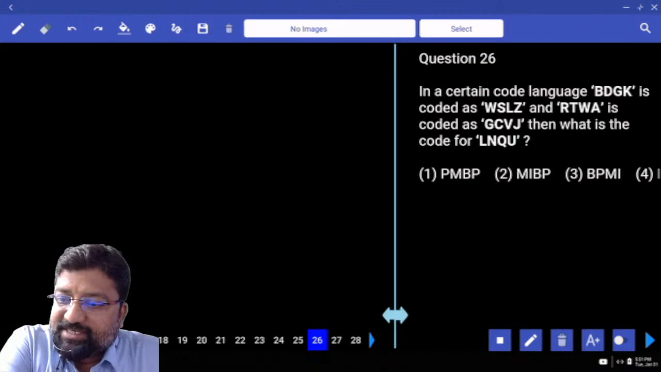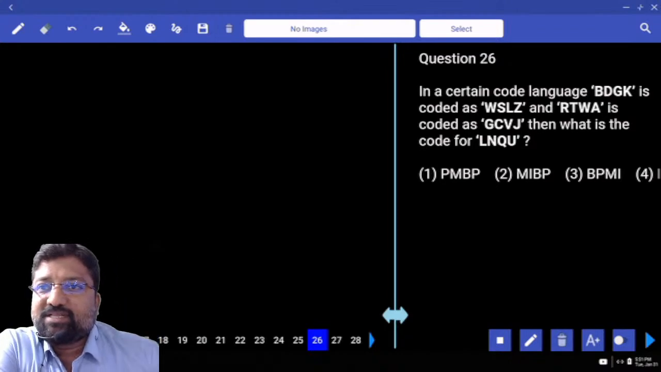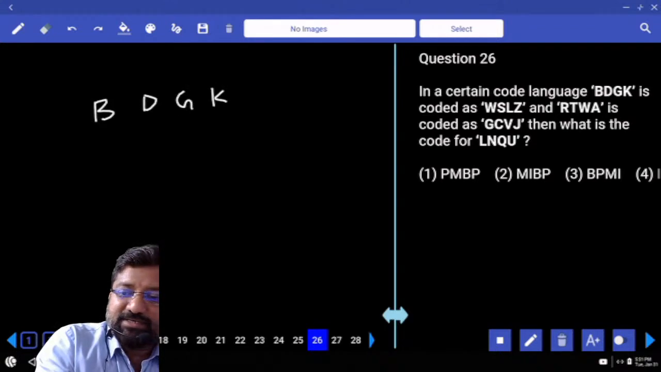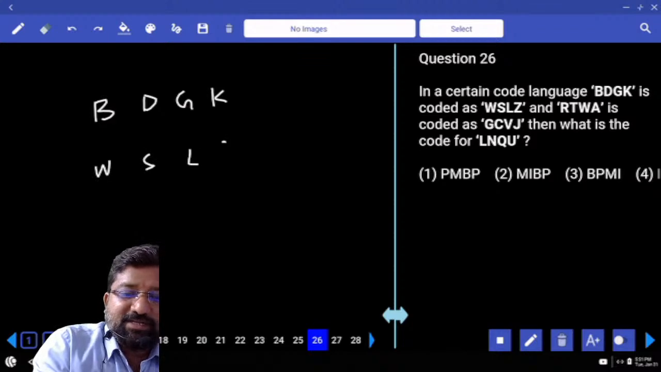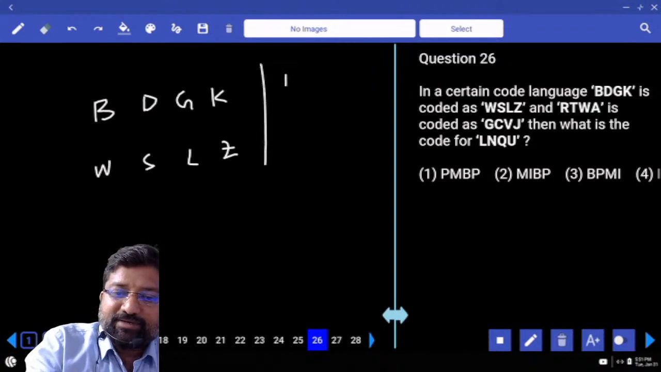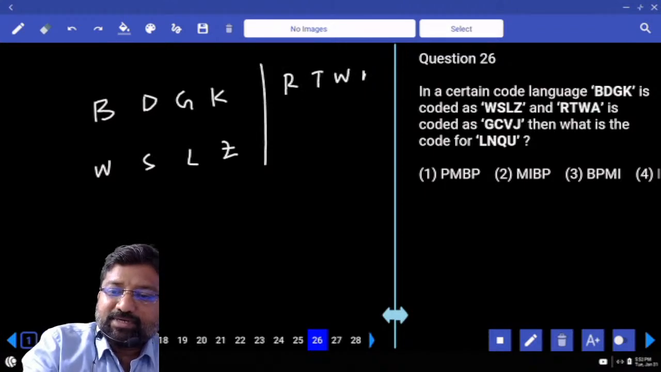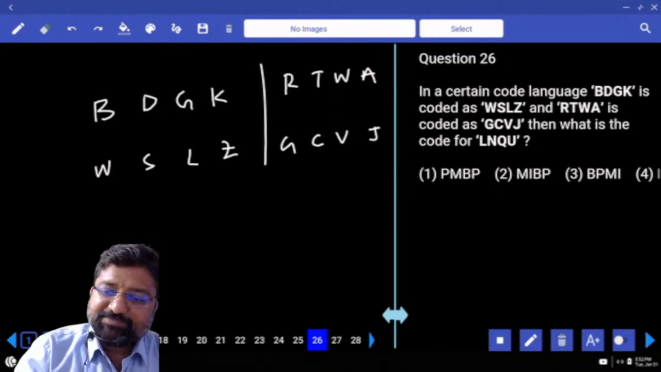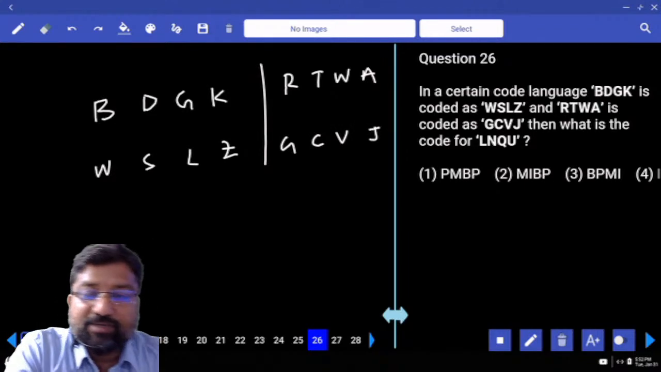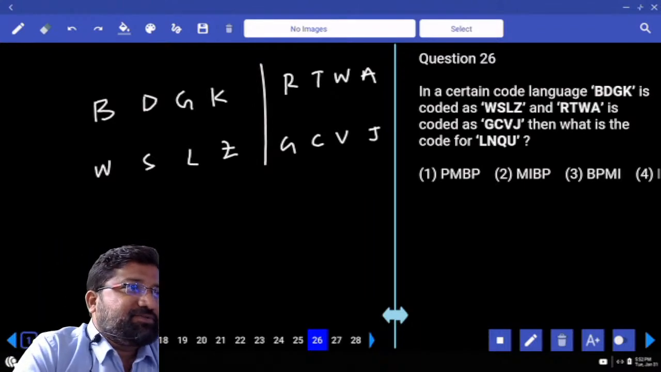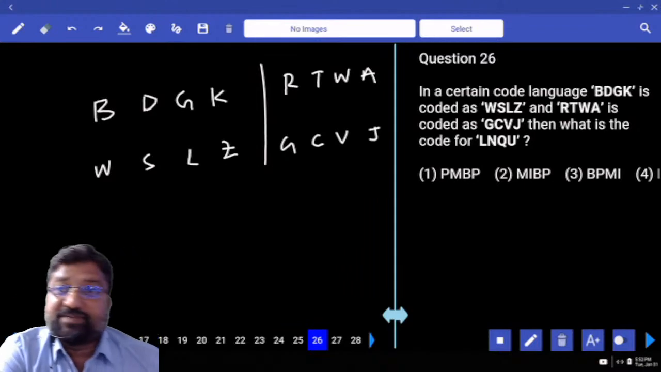Now, BDGK is written as WSLZ. So this is B, D, G, and K written as W, S, L, and Z. And then he's also giving us RTWA, which is written as GCVJ. Okay? What's happening from B to W? B is 2, W is 23. There is a huge difference.